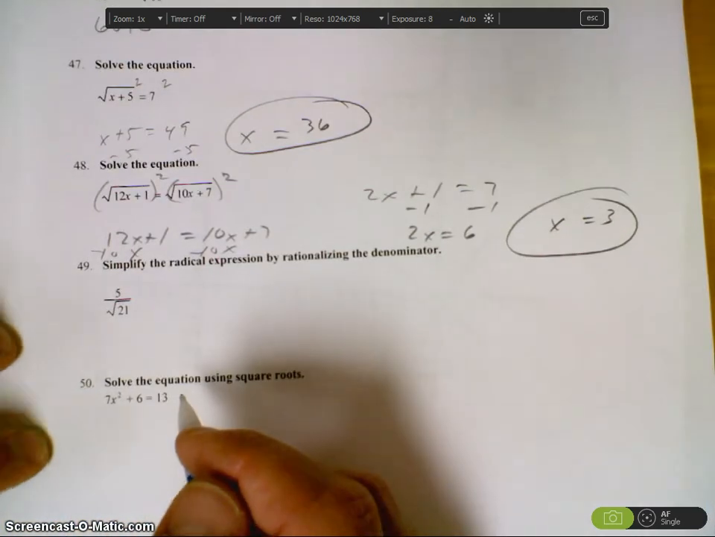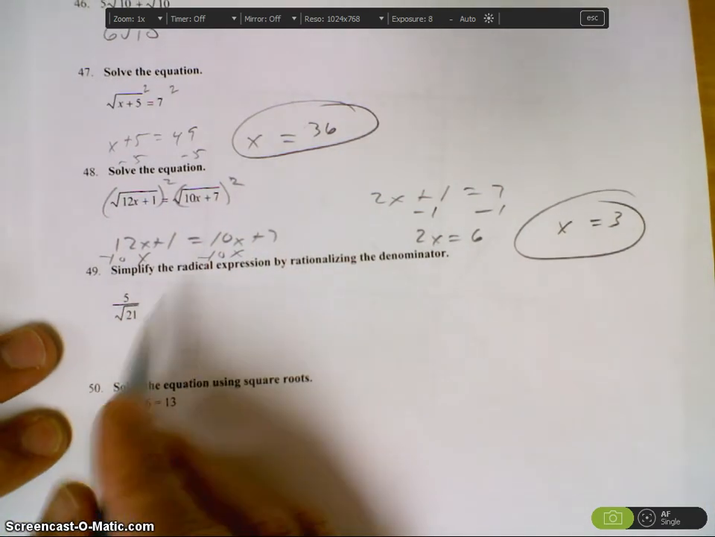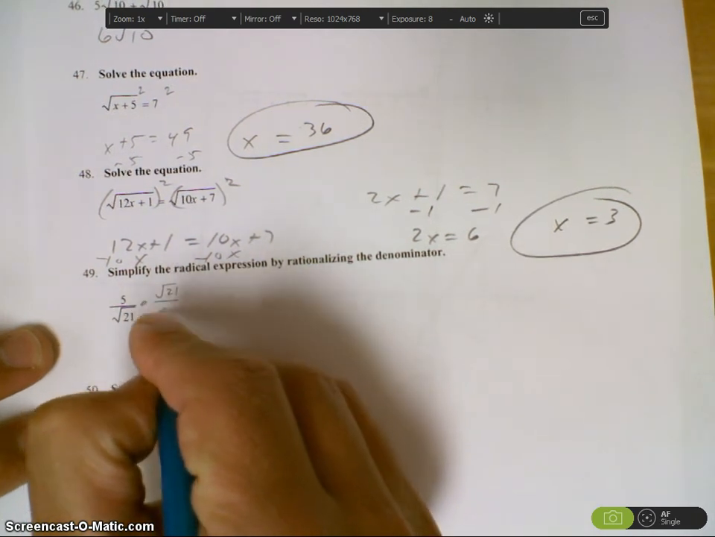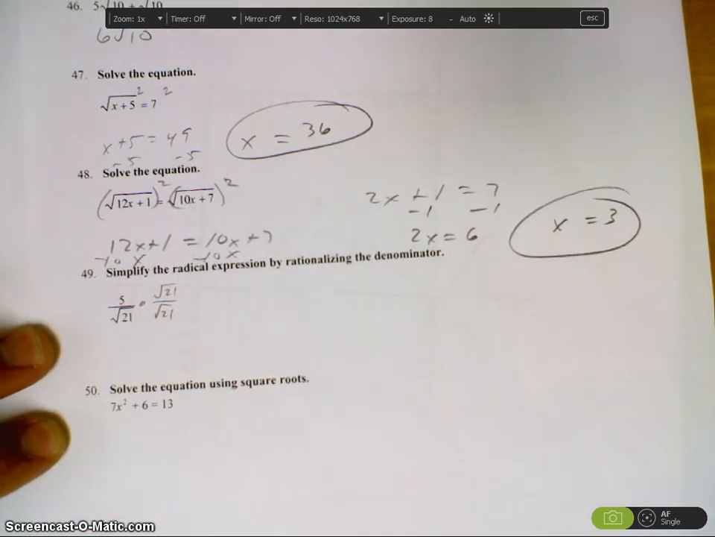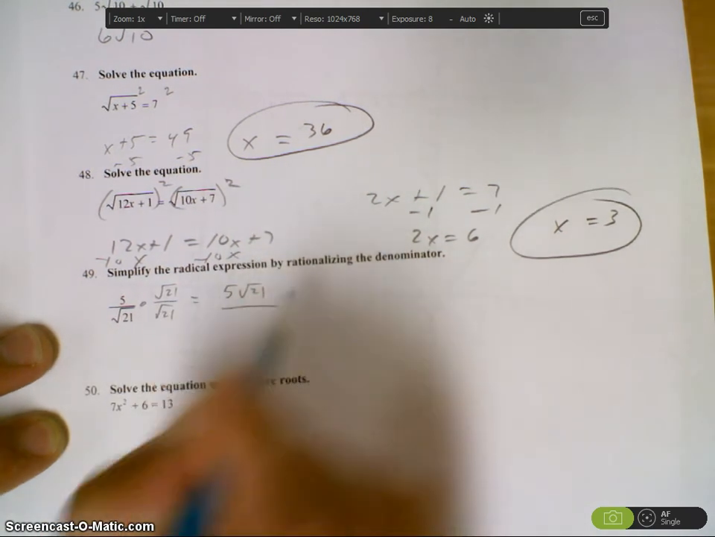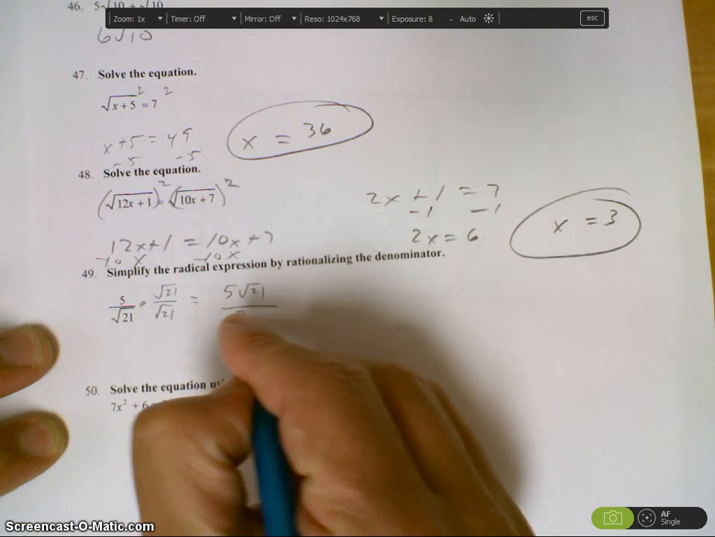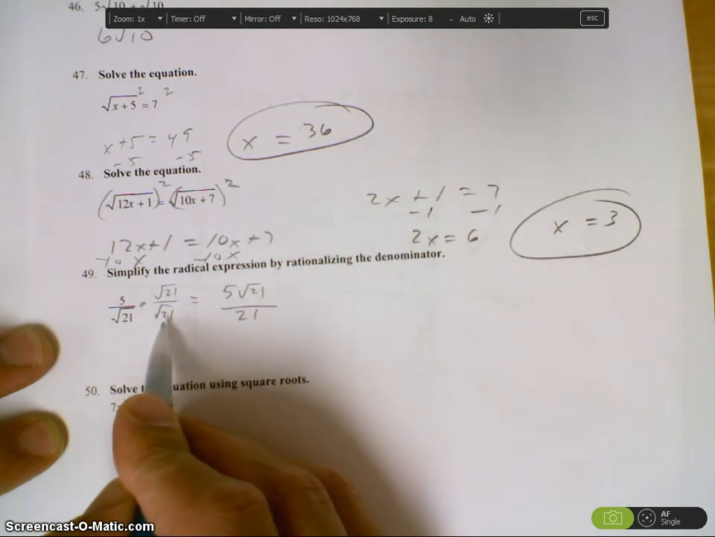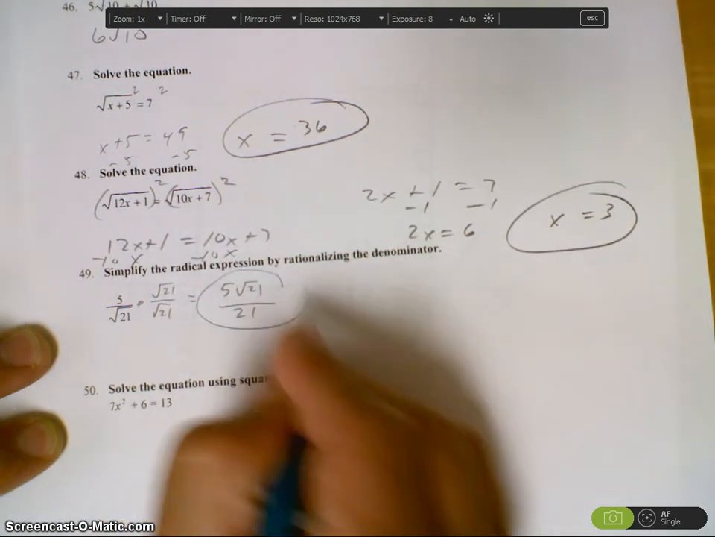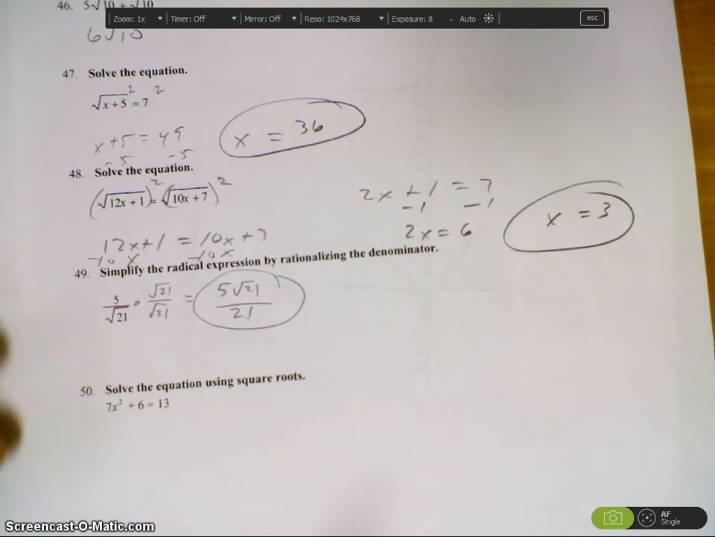All right, so last 2 problems here. In this problem, we have to rationalize the denominator. I'm going to multiply the top and bottom of this expression by the square root of 21. That leaves me with 5 times the square root of 21 over the square root of 21 times the square root of 21, which is actually just 21, because 21 times 21 is a perfect square. When I take the square root of it, I get 21. That is the answer. And always check, 5 and 21 don't reduce, so there's nothing else we can do.